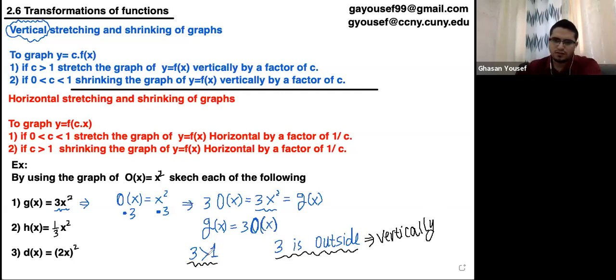And also the 3 is greater than 1. Here we have to do stretching of the graph. Stretching.